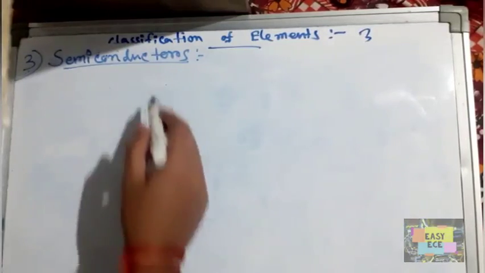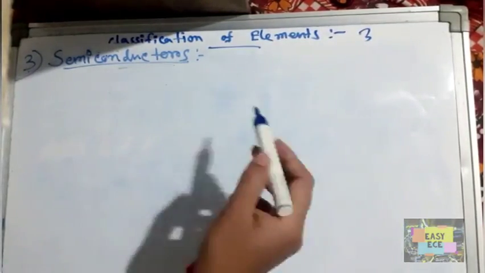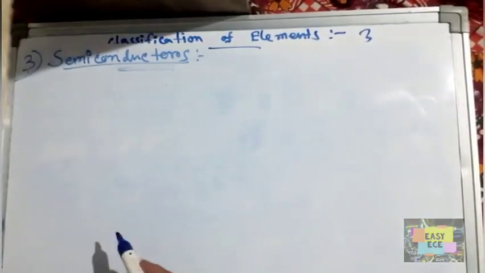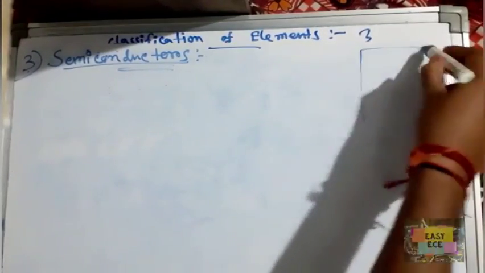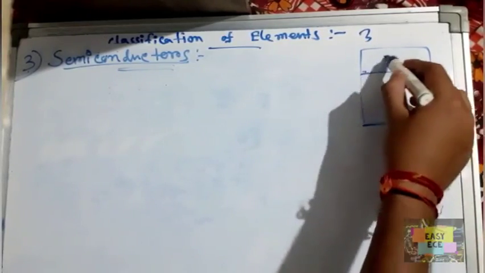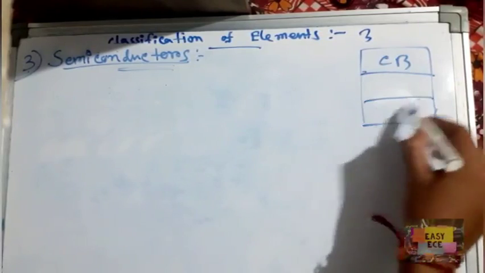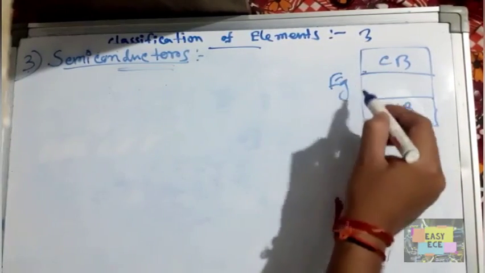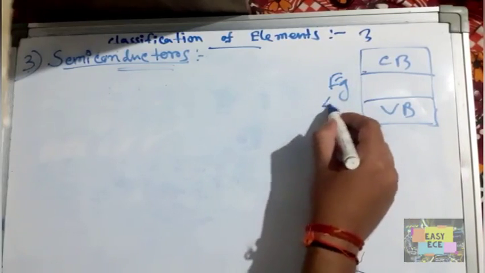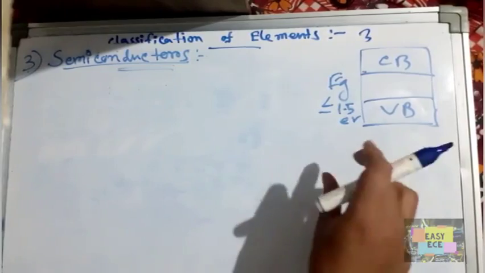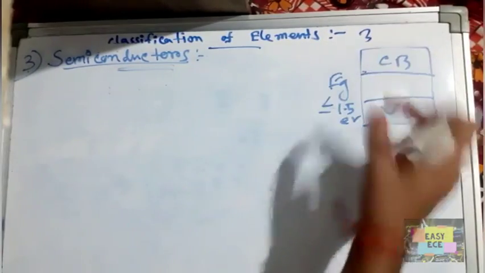So the third part of the classification of elements is the semiconductor. In the energy band diagram, as we already know, this is the conduction band and this is the valence band. The energy gap between the conduction band and the valence band is less than 1.5 electron volt.